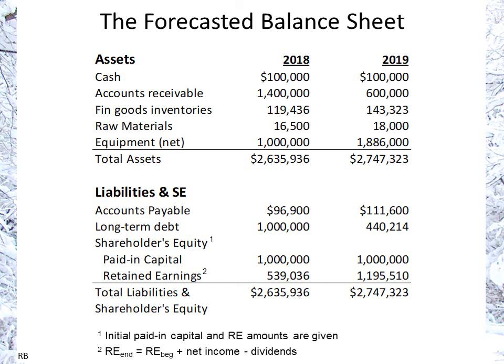And in the case of the retained earnings for the end of the year, we calculate that using the beginning amount, the 539,000. We add the net income, which we just calculated, and we subtract the dividends of 1.5 million that was also assumed in the cash budget. And that gives us the resulting 1.195 million in retained earnings. And if all goes well, as it has here, the balance sheet will balance out with the assets equaling the liabilities and shareholder equity. In this case, I have not added a cash flow sheet.